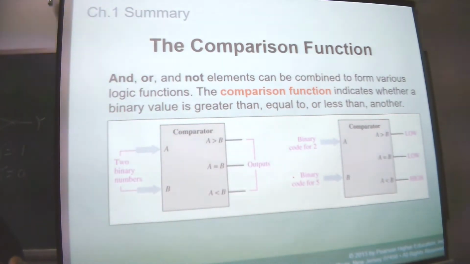The comparison function, AND, OR and NOT elements can be combined to form various logic functions such as NAND. And the comparison function indicates whether a binary value is greater than, equal to, or less than another, such as A and B. A and B are two different binary numbers.